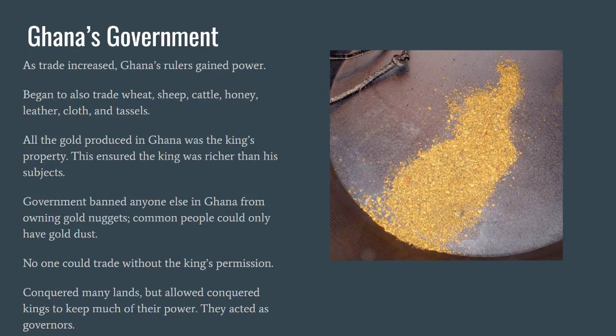So that means the king of Ghana is richer than anybody else. So that means nobody else in Ghana was able to own any sort of gold. Whether you found a gold nugget or a larger amount of gold or even little gold flecks, all of that is supposed to be property of the Ghanaian king. Common people were only allowed to have little pieces of gold dust, which is what you see in the picture here. So they continued to take over different lands, and at one time, Ghana was a massive empire in Africa.